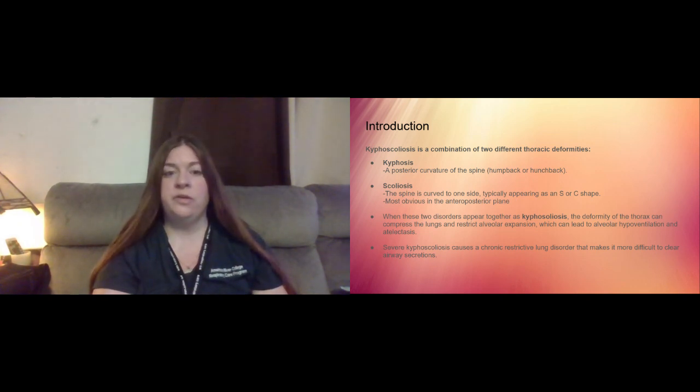When these two disorders appear together as kyphoscoliosis, the deformity of the thorax can compress the lungs and restrict alveolar expansion, which can lead to alveolar hypoventilation and atelectasis. Severe kyphoscoliosis causes a chronic restrictive lung disorder that makes it more difficult to clear airway secretions.